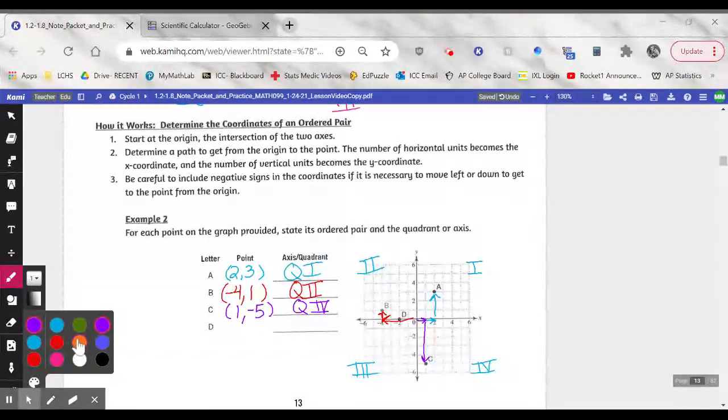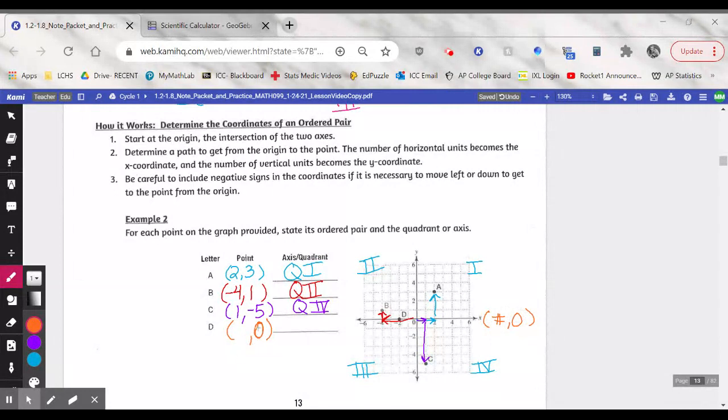Your last one will be D, and you can see that this one is on the x-axis. So on the x-axis, the y value will be 0 because it didn't go up or down at all. So we already know for that part of our coordinate, it's going to be 0. And we just need how far left it went. So it went left 2, so that would be a -2, and it was on the x-axis.